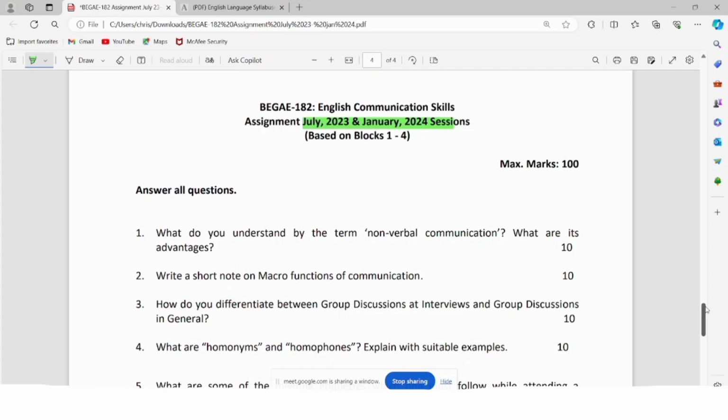This falls under which block? Any idea? This falls under block 3, unit 2. Block 3, unit 2. What are homonyms and homophones? Explain with suitable examples. So if you look at section 2.4, page number 26, you can see a detailed explanation with examples on homonyms.